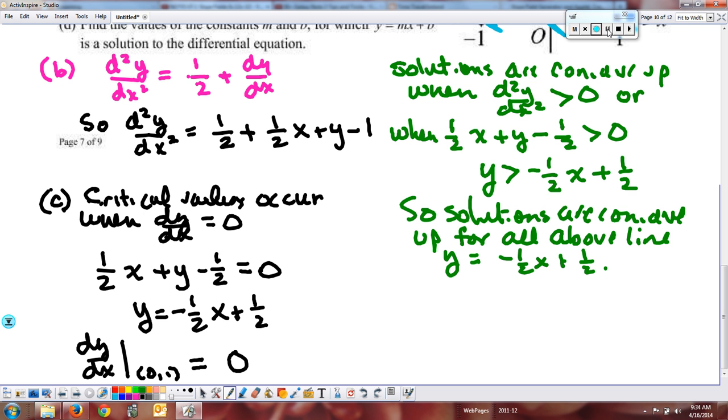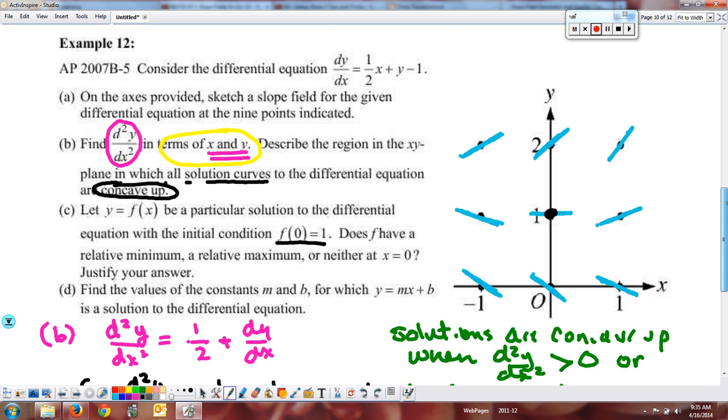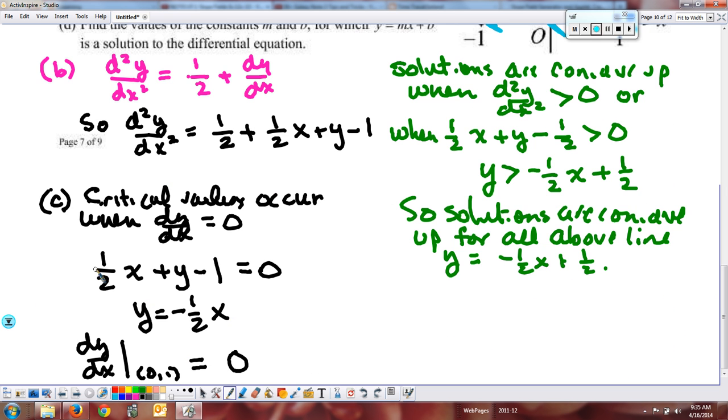Hold on a sec, let me see what I just did. I would call that a copy error. Come back in, this should be minus 1, because I had the first derivative. Somehow I got my second derivative in there. So my first derivative, double check, is 1/2 x plus y minus 1. 1/2 x plus y minus 1 equal to 0, which would be, when I solve for y, negative 1/2 x plus 1. And you'll notice, okay, now that makes much more sense.